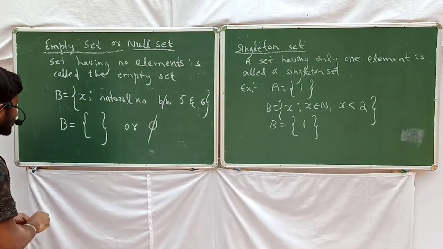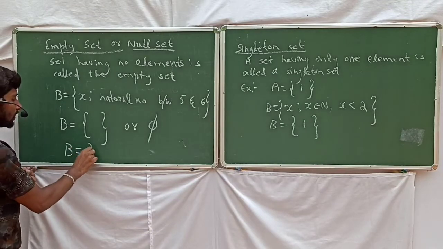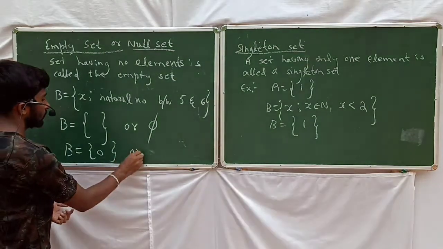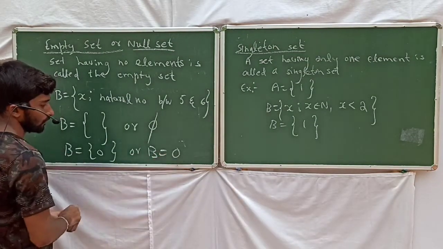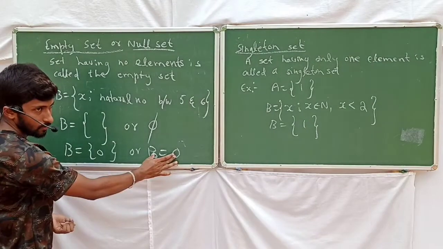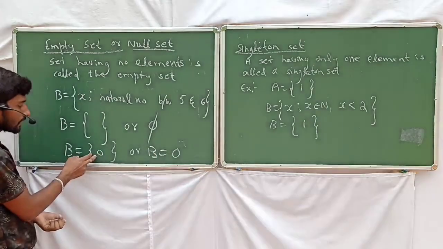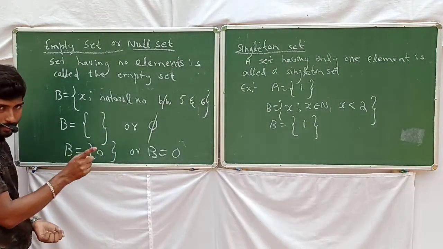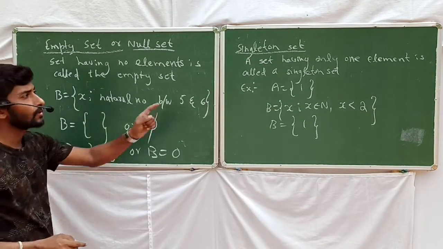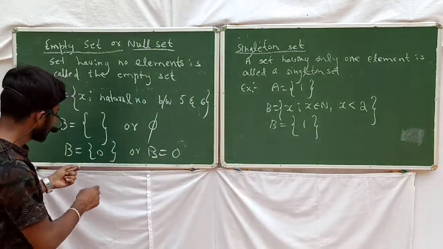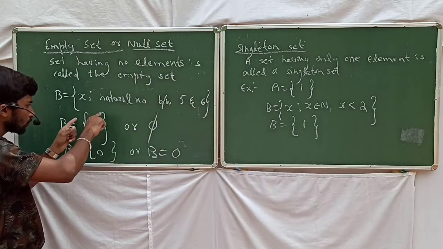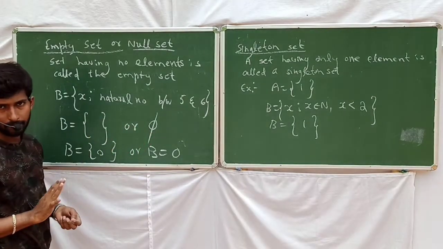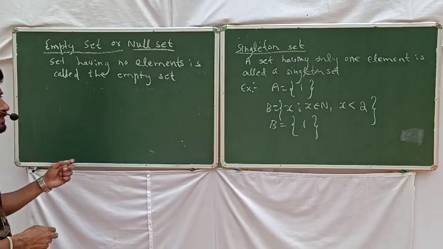Clear? But no elements means you can't write it's equal to 0, or you can't write B is equal to 0. First of all, this is not a set. We can't say element 0 means it's an empty set. Why? Here there exists one element. This is an example for a singleton set. But for B equal to, you can use only two flower brackets or this symbol, then only this represents the empty set.